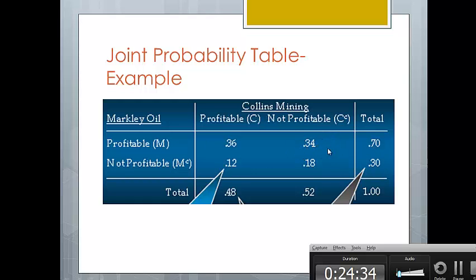Well, we know this 34% would be the probability that Markley Oil is profitable, but Collins Mining is not. I didn't know that number. I didn't know that intersection. How would I find it? Well, I know the probability that Markley Oil is profitable is 70%. I know the probability that Collins Mining is profitable is 36%. So the difference between there would give me the intersection where Markley is profitable but Collins is not, and that would be the 34%. So you can go in and fill in the remainder of that table using that same basic methodology.